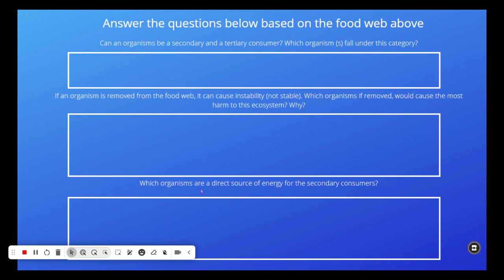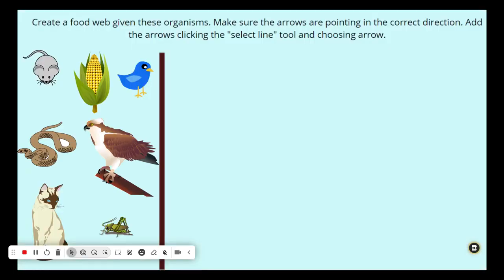And which organisms are a direct source of energy for the secondary consumers? A direct source of energy for the secondary consumers. So, what does that mean? If you're their source of energy for a secondary consumer, what does that mean you're doing? You are their source of energy. Okay. Here's the next slide.